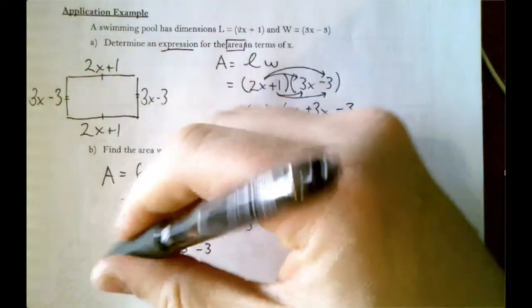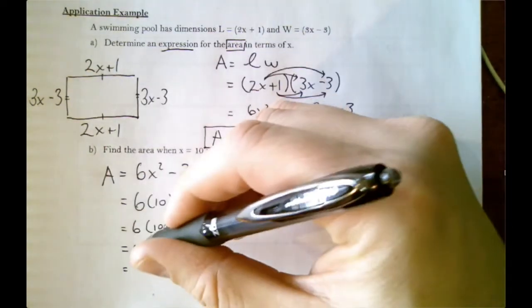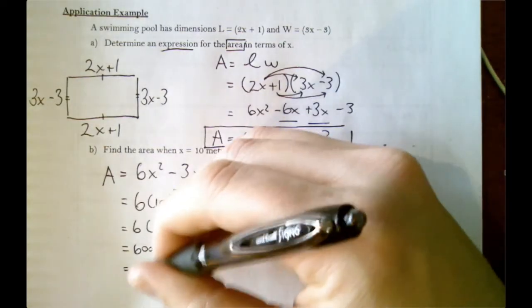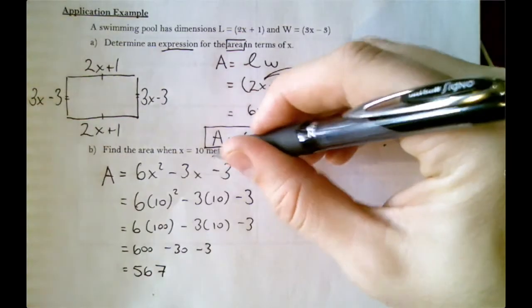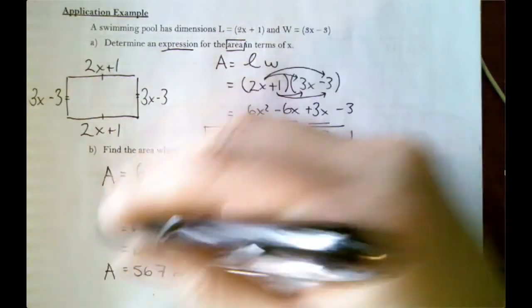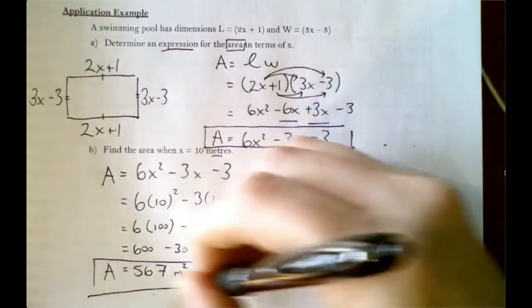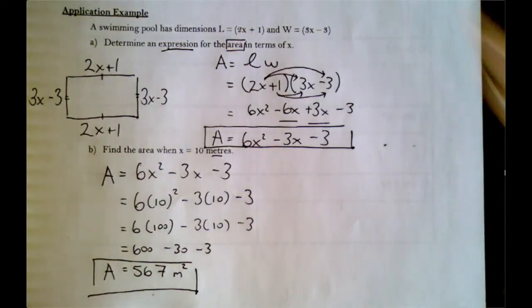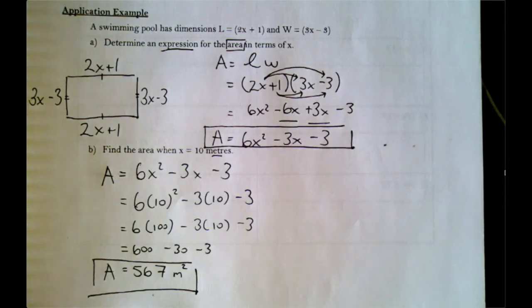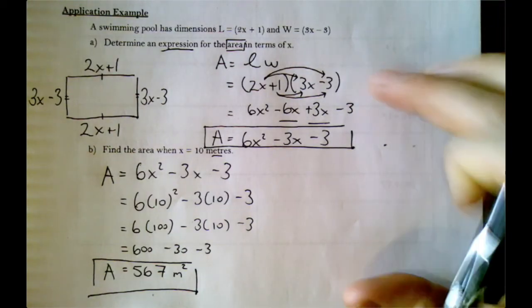One more step, put these numbers together. 600 minus 30 is 570. Minus 3 is 567 meters. And we're talking about area, so it's meters squared. And there's our area. This is a very typical application question. You can definitely expect to see an application question like this on your practice assignment and during your unit evaluation.